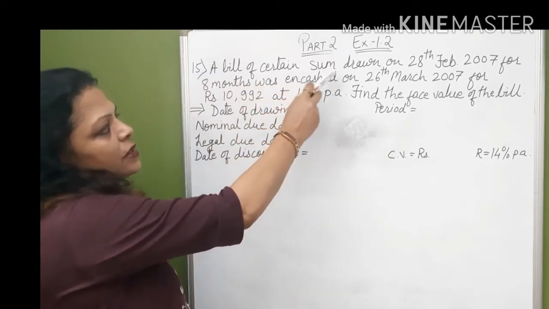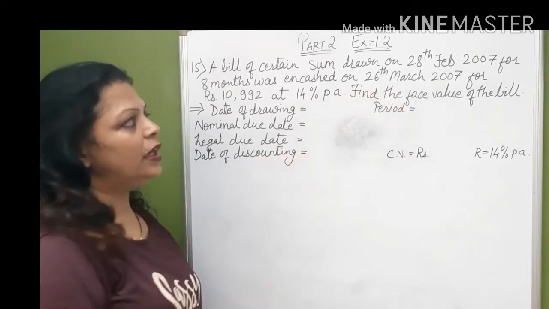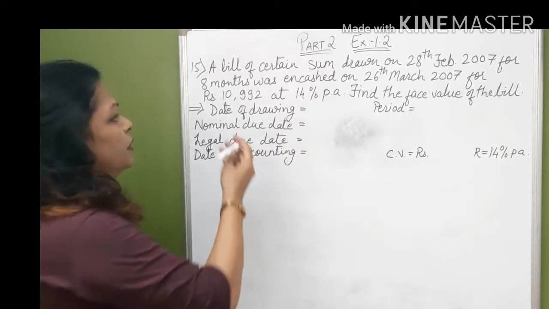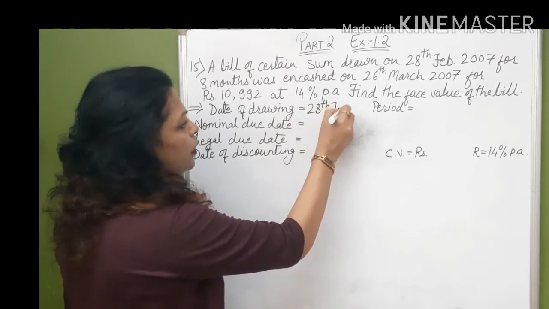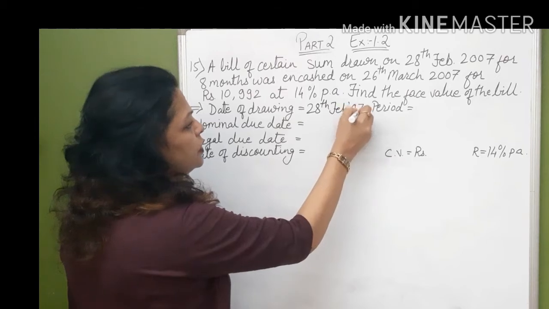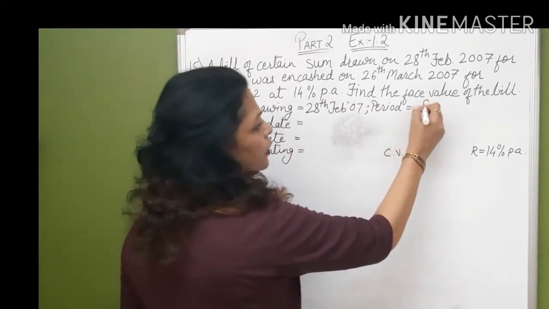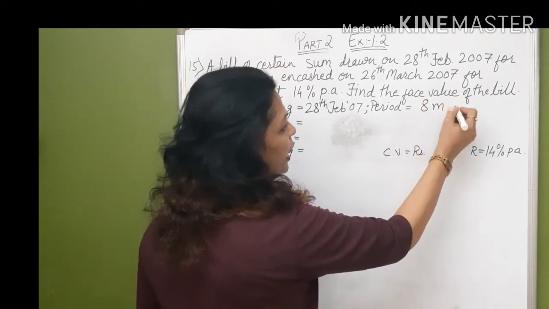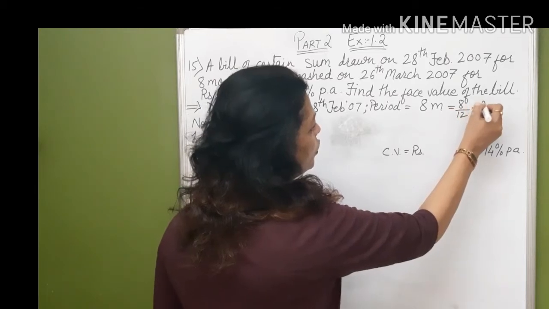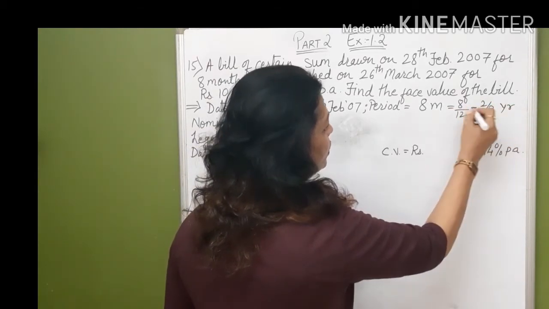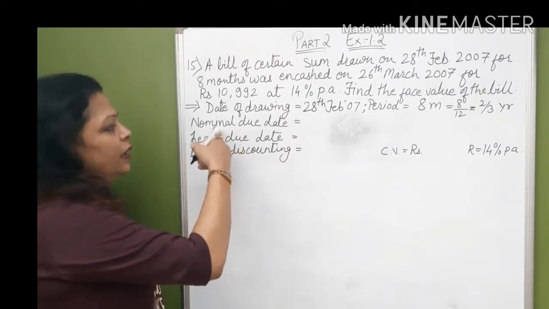A bill of certain sum drawn on 20th February 2007. So this is your date of drawing the bill. So let us write this is 28th February 2007. Correct? For 8 months. So this is your period 8 months. That is 8 upon 12. So 2/3 year. Correct? So from this you can find the nominal due date.